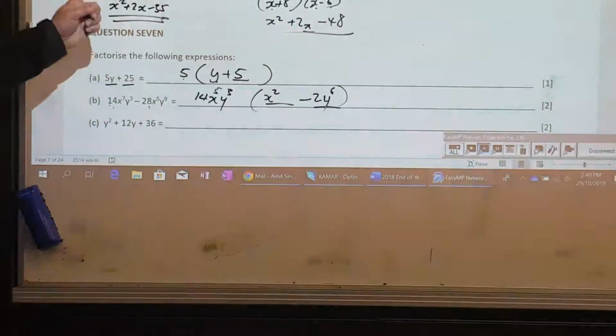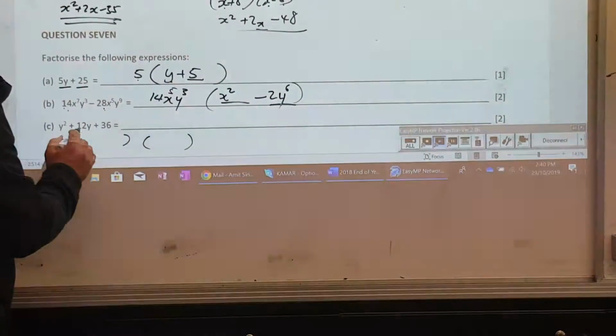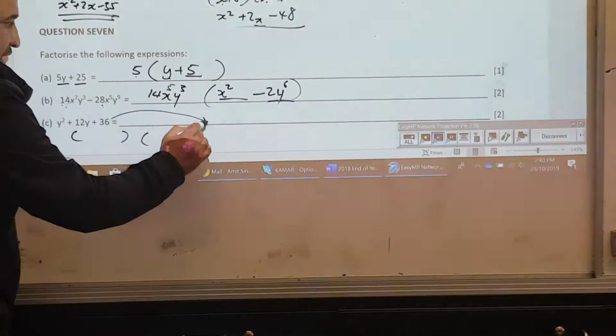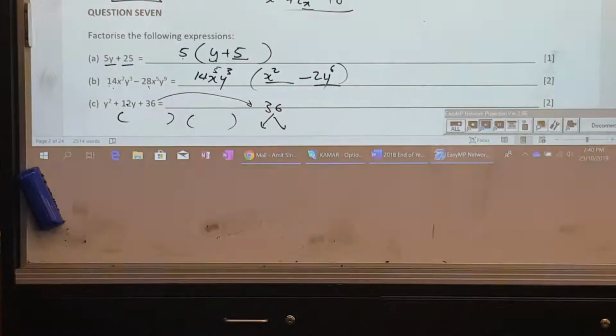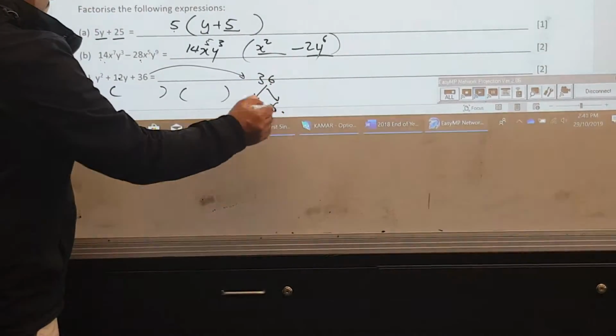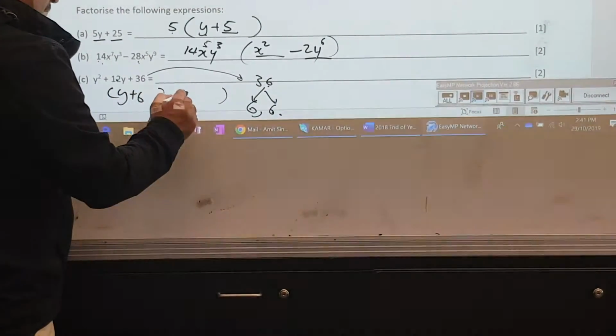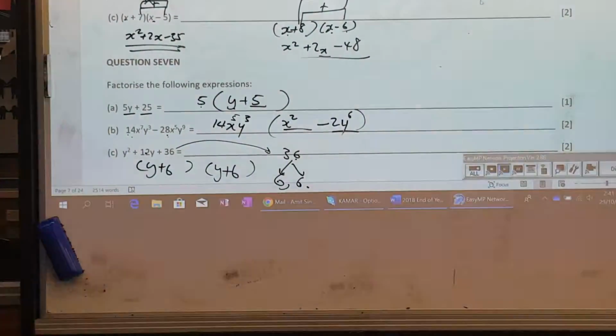Last one here, we talked about it before. Make 2 brackets. Finding factors of 36 that give you plus 12. It's 6 and 6. 6 times 6 is 36, 6 plus 6 is 12. So it's y plus 6 and y plus 6. We have factorized a quadratic expression.